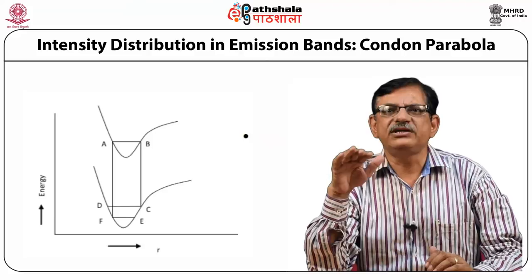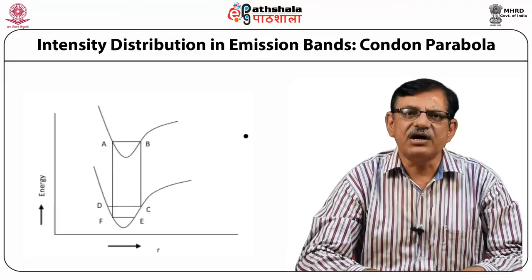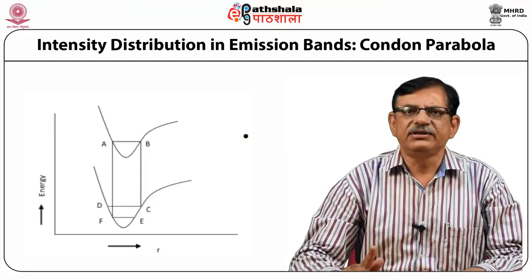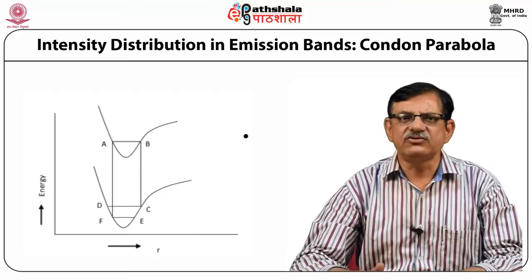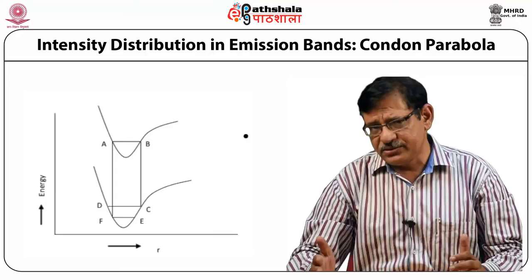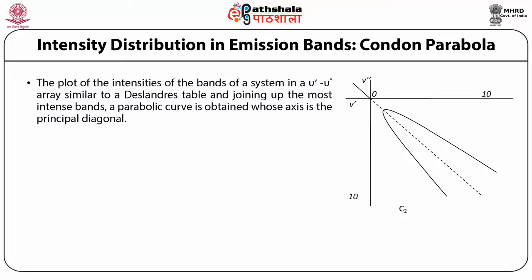The point C moves up more rapidly than the point F with the increase in ν′. Thus, the two intensity maxima would separate more and more from each other and also go to higher ν values. This is in agreement with the experimental observations. If the intensities of the bands of a system are plotted in a ν′, ν″ array similar to a Deslandres table and the most intense bands are joined up, a parabolic curve is obtained whose axis is the principal diagonal. This is called the Condon parabola and has been shown in the figure.